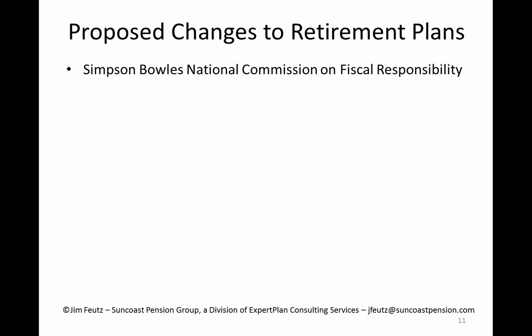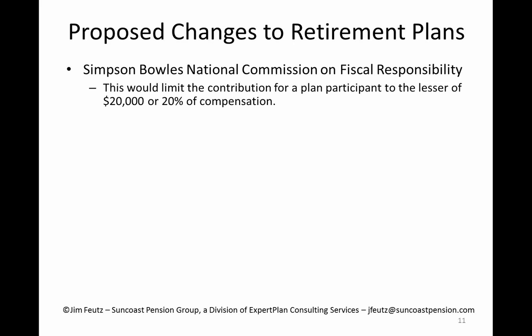Well, there's a couple ways to get taxes. One, you increase the rates. Two, you take away the deductions. Well, they would do both, but as far as retirement plans are concerned, they would limit the contribution for a plan participant in a 401k plan to the lesser of $20,000 or 20% of compensation. The limit is currently, for 2012, the lesser of $50,000 or 100%. So this is a huge, huge decrease.